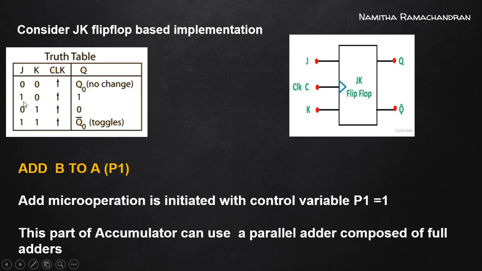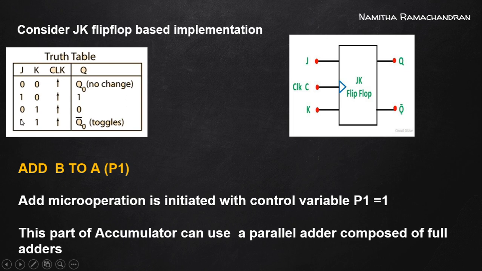Next case, if J equal to 1 and K equal to 0, what is the output? The next state of this Q becomes 1. If J equal to 1 and K equal to 0, after applying a clock pulse, the state of this Q changes to 1. Whatever value is present here, now its value becomes 1.